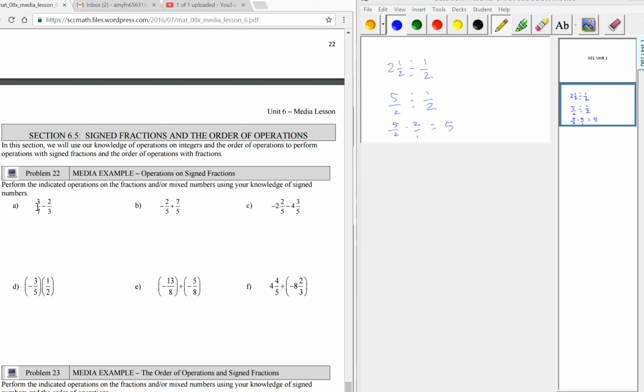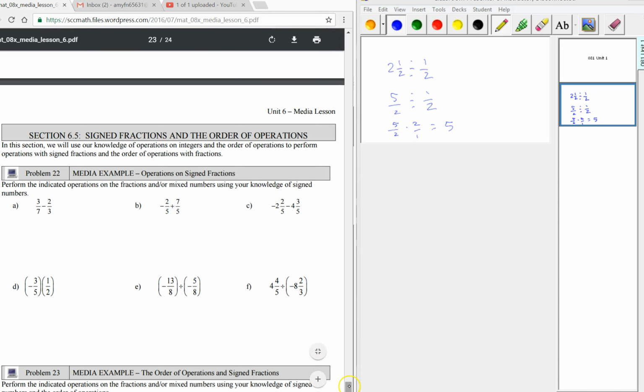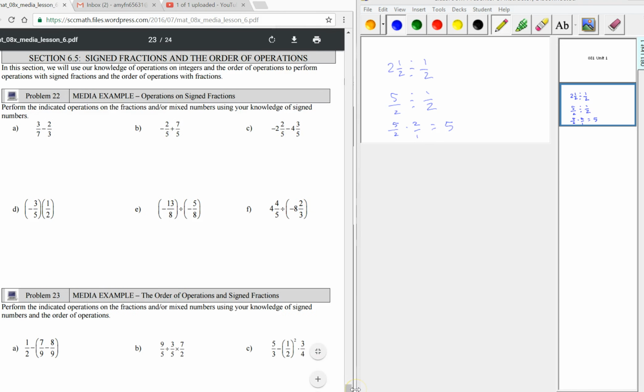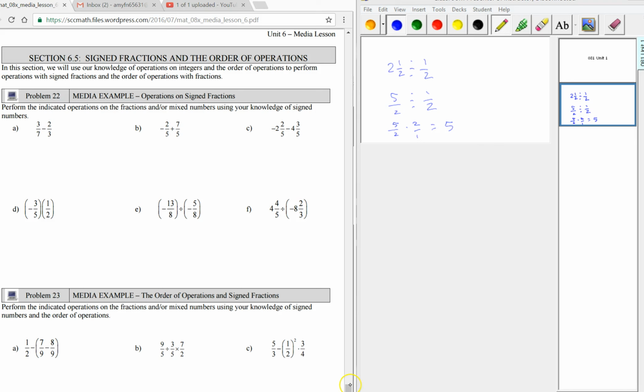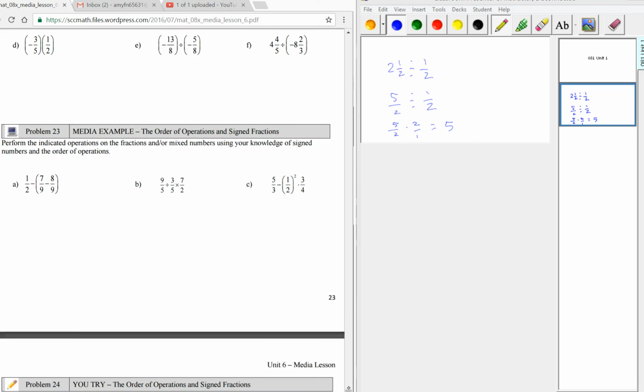So we go through these just to make sure that they can use the processes for signed numbers with fractions. And then we have some order of operations problems. Okay, and that's what we have for Unit 6.